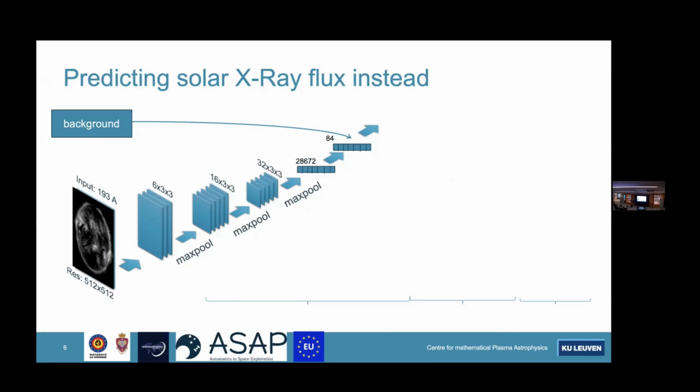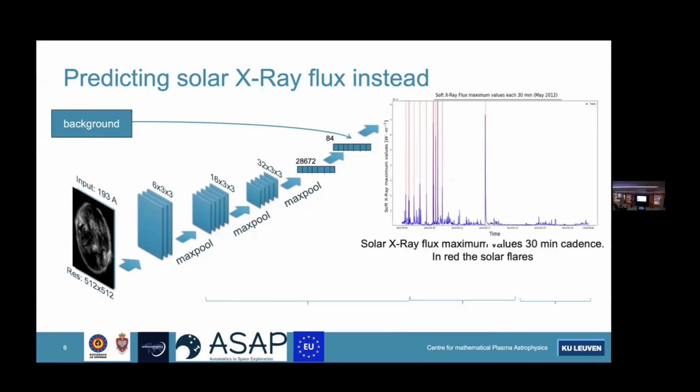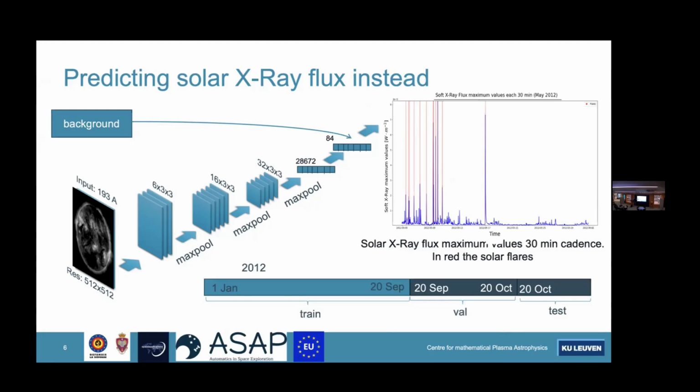So the input here is 512 by 512 with several convolutional layers, which are then followed by dense layers. And one of the additional things that we provide is the background X-ray flux intensity from the previous 30 minutes. And so here on the figure, you see the plot for the soft X-ray flux as a function of time. And in the red, you see the flares. In this case, this was a relatively small study in which we performed training only on a portion of a year and testing on the last part of this year. But we are planning to train on more data quite soon.